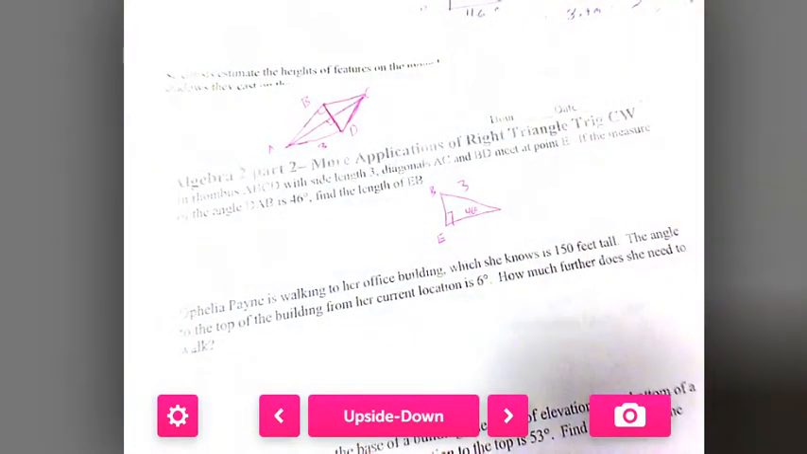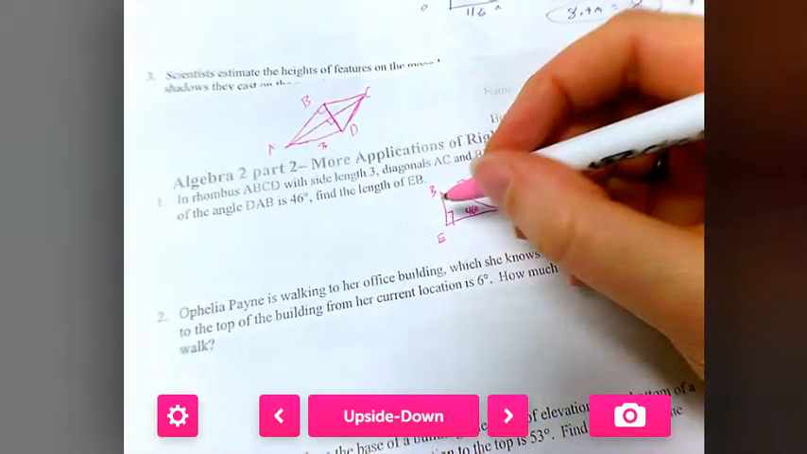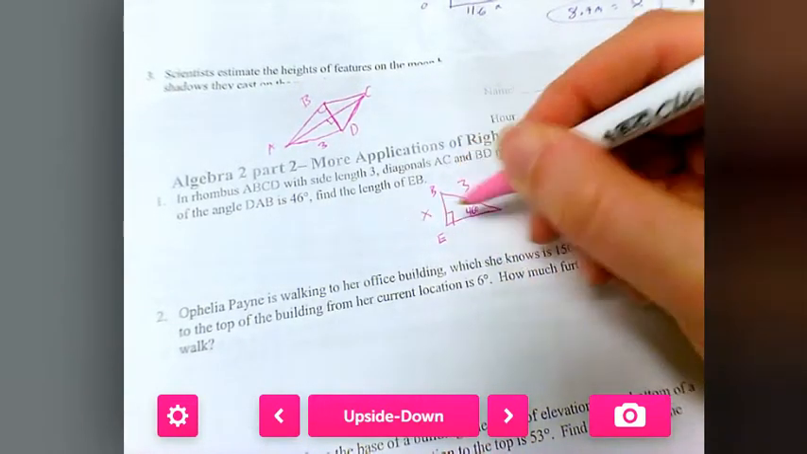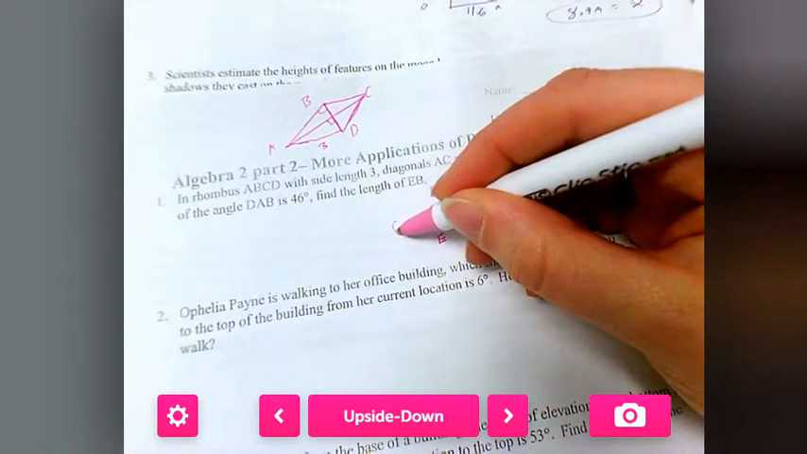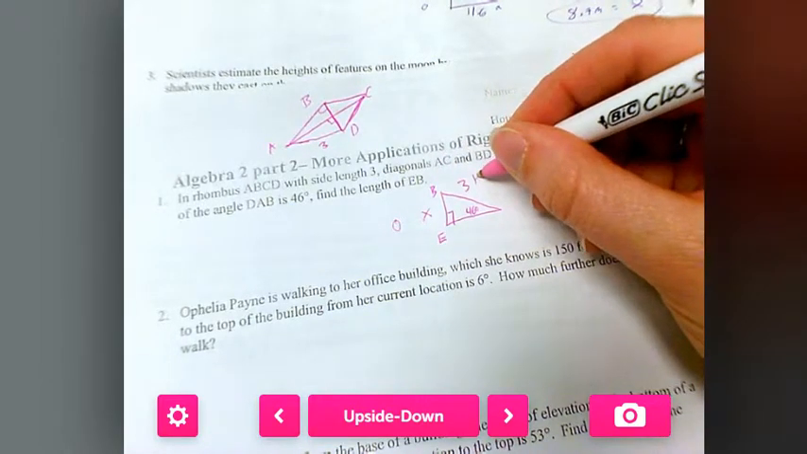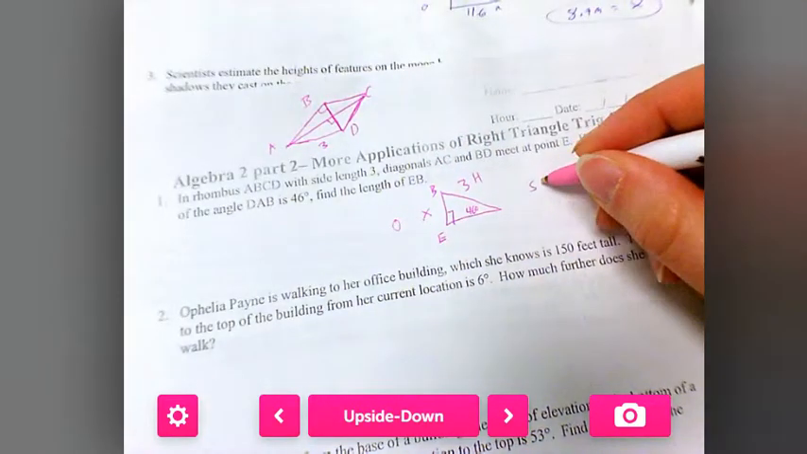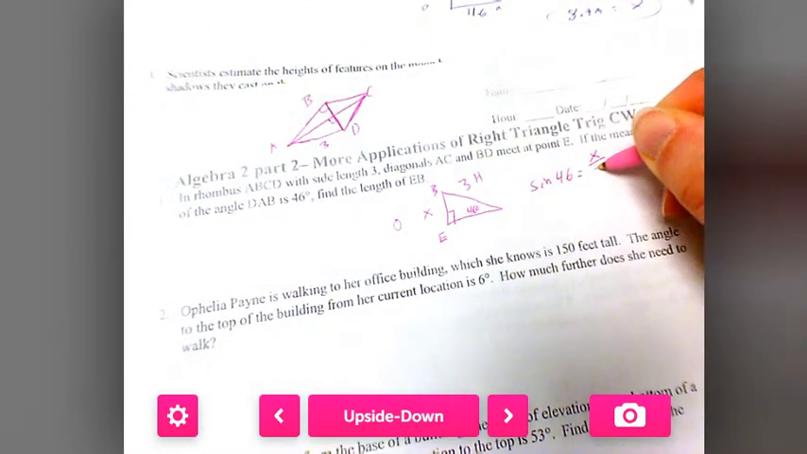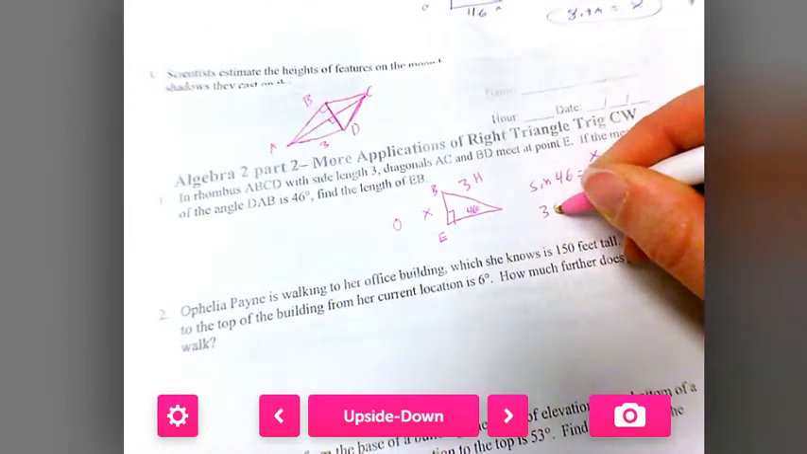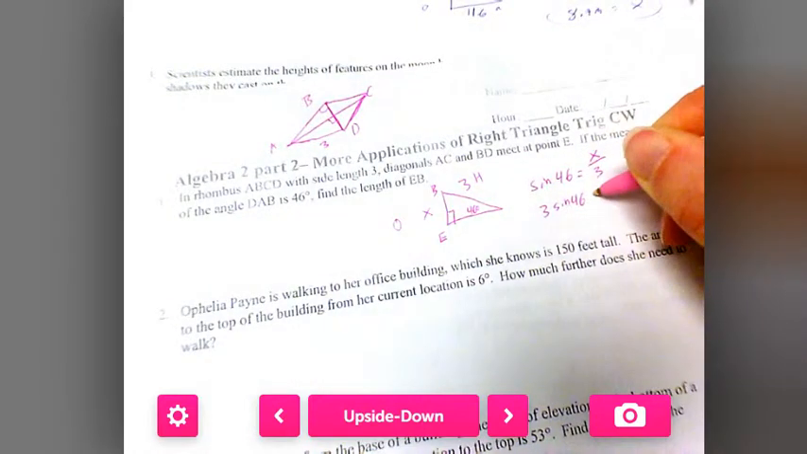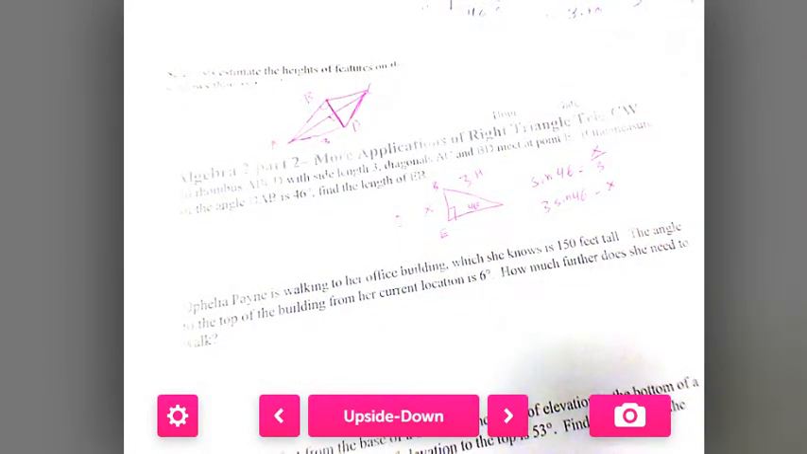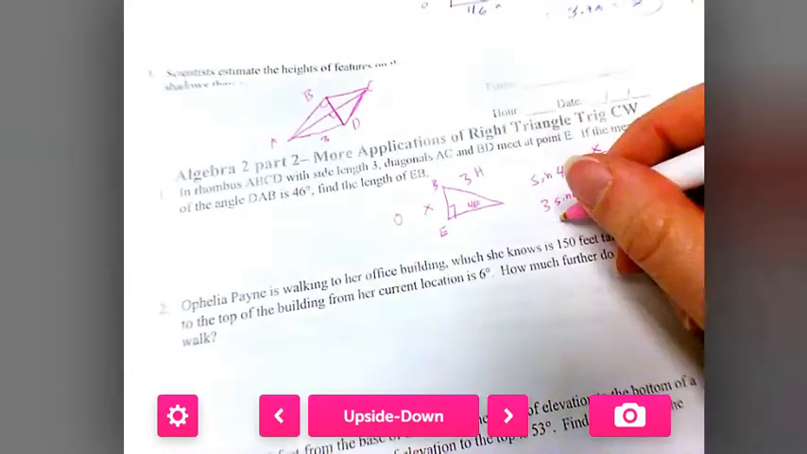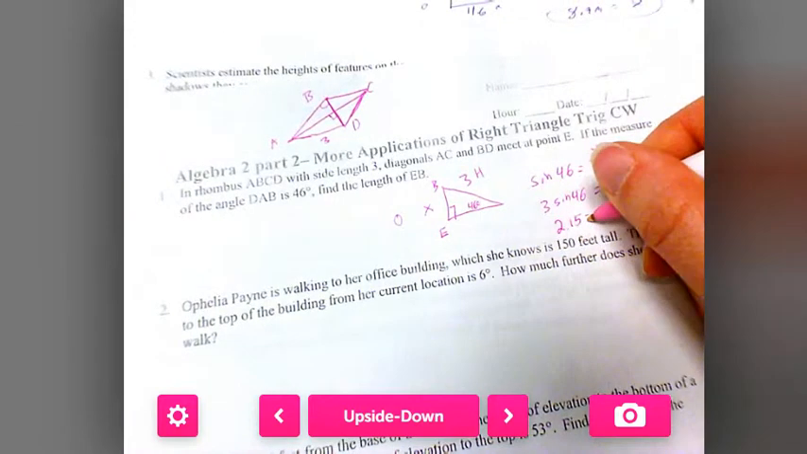Okay? So we're going to say that this is my X, and that's the opposite. We have the hypotenuse, and that's my angle, so we're going to go sine of 46 equals opposite X over hypotenuse 3. So 3 sine 46 equals X. So we're going to put that in our calculator. 3 sine 46, giving us 2.15 equals X.